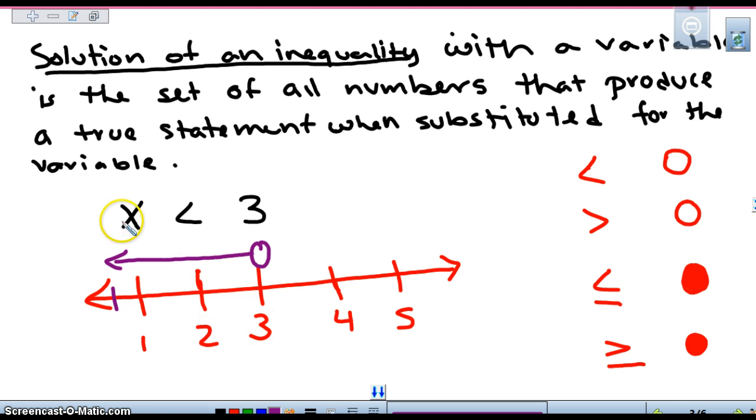Now if we substitute 2, 2 is less than 3. Is that a true statement? If we substitute 1, 1 is less than 3. Is that true? If we substitute 0, would that be true? If we substitute -1, yes.